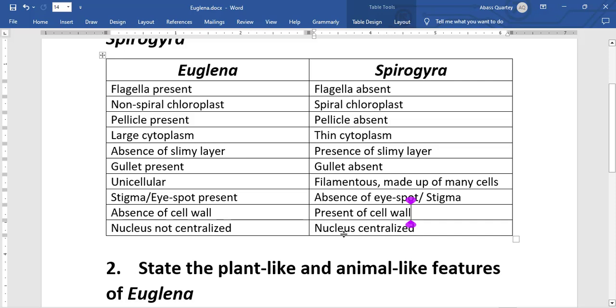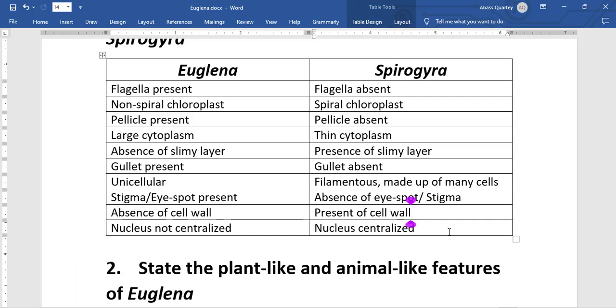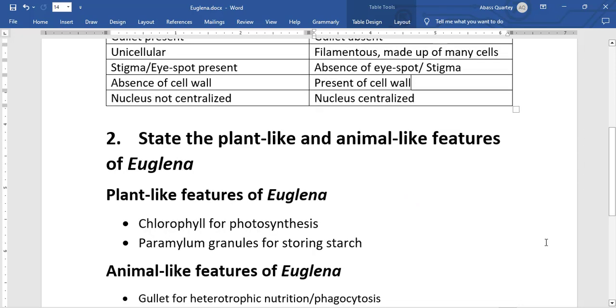That's due to the structure of the cytoplasm, right? So the thin cytoplasm sort of creates a space within the centralmost area of the Spirogyra, and then the nucleus is present there. Okay. All right, so that was the first one. The second one was: state the plant-like and animal-like features of Euglena.